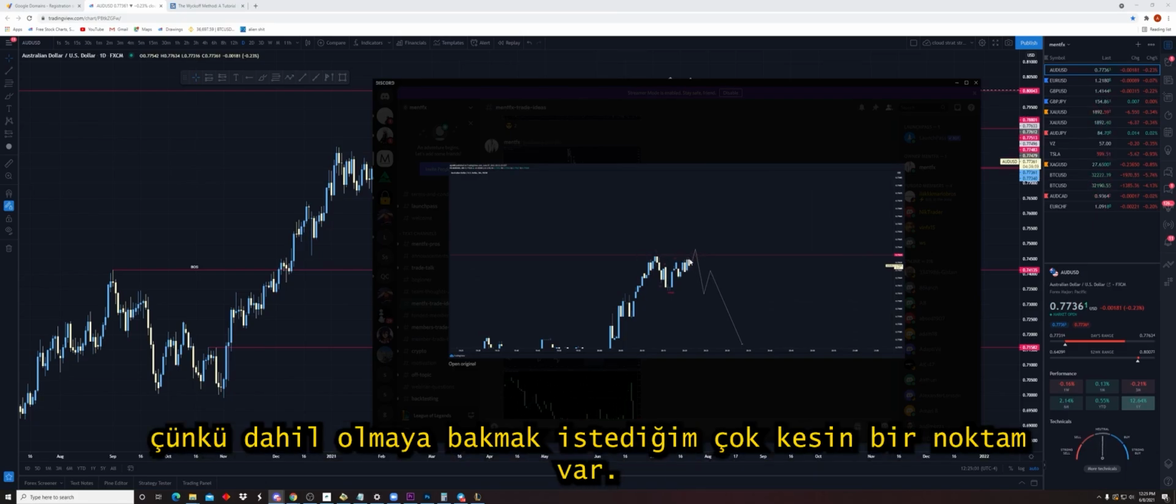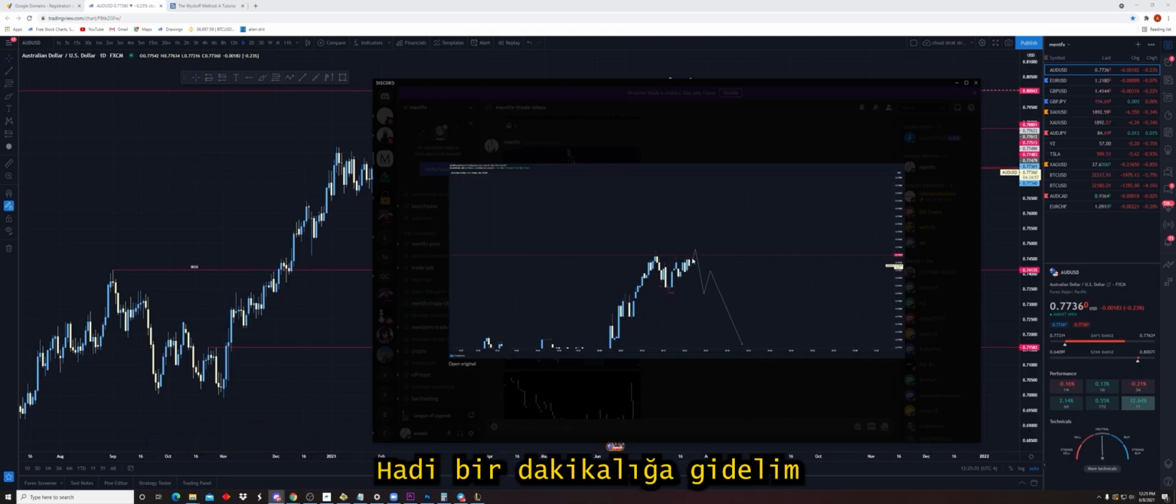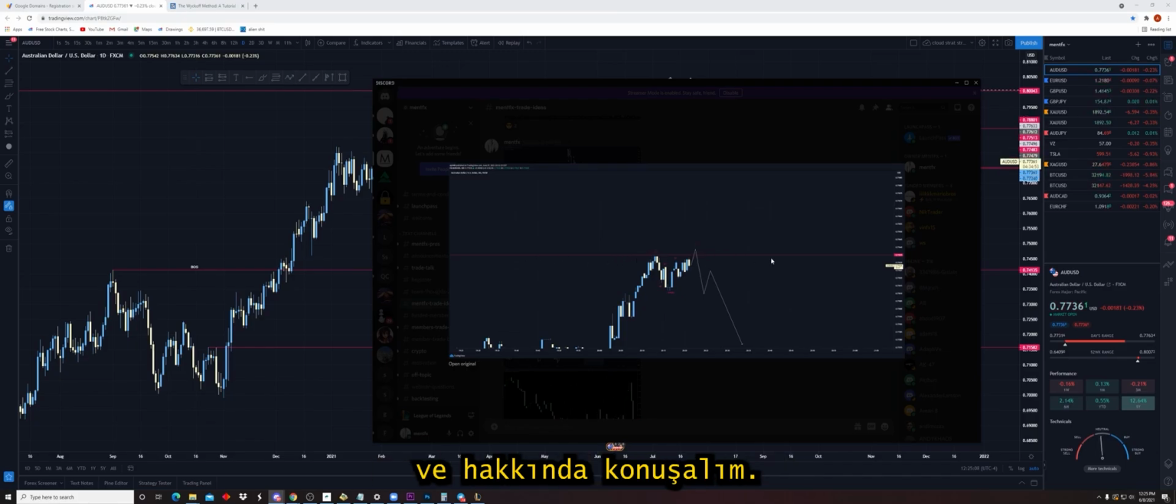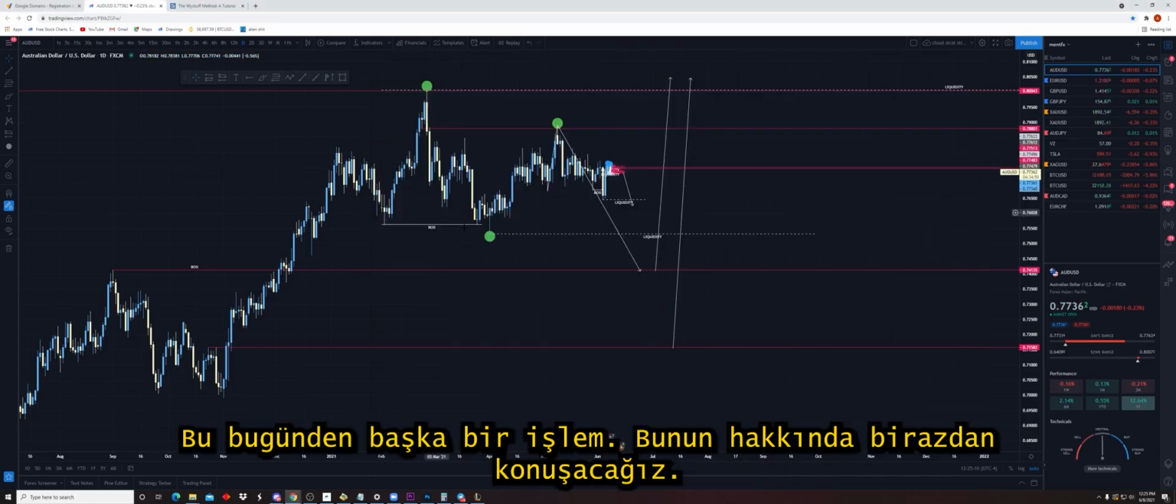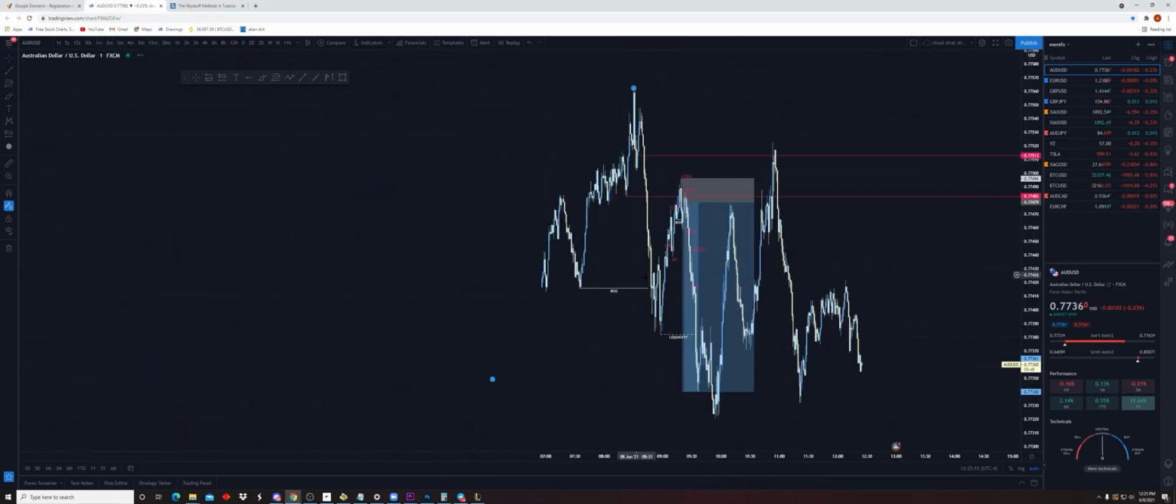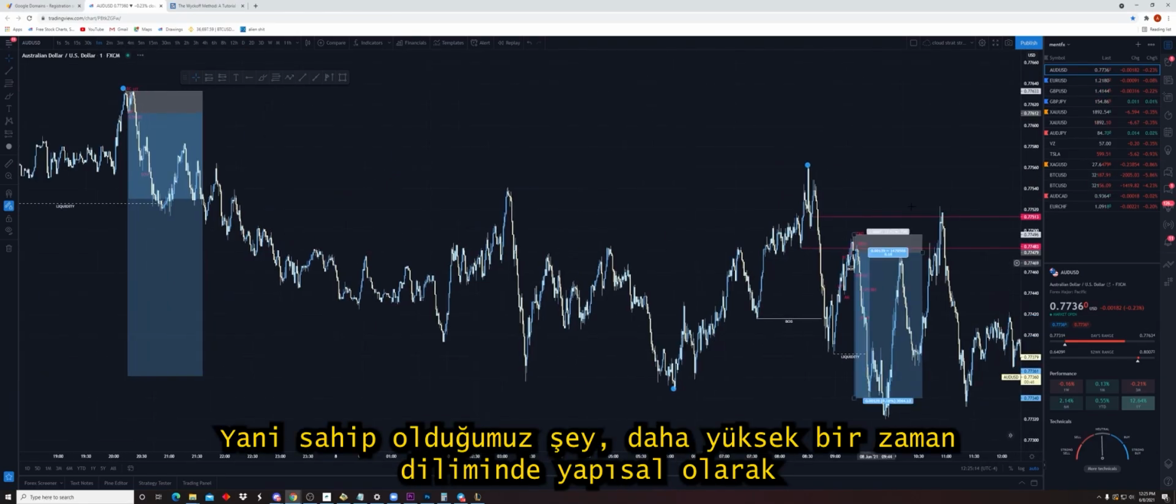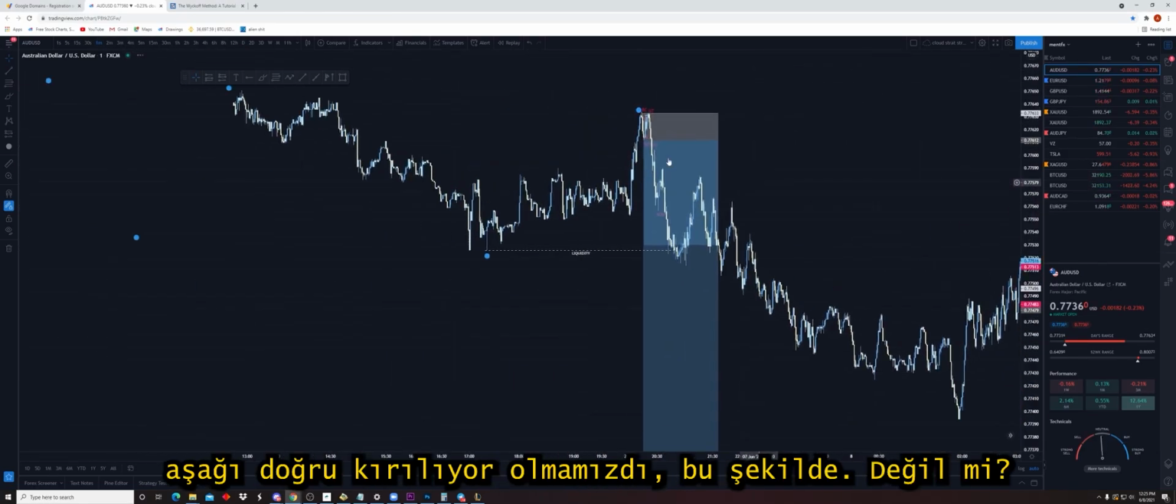However, if I do see a UT or something of that nature and a breakdown below structure, this also confirms the schematic because I have a very precise point at which I want to look to get involved. So let's go take a look at the 1 minute. And let's talk about, so this is another trade today. We'll talk about this in a second. And here's a trade from yesterday.